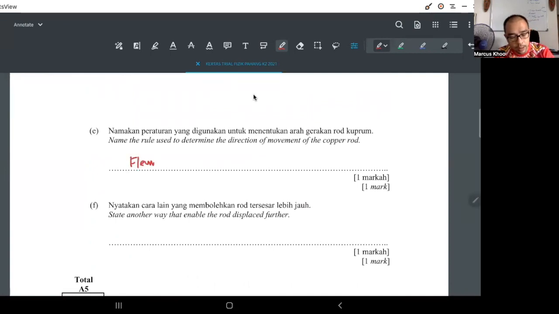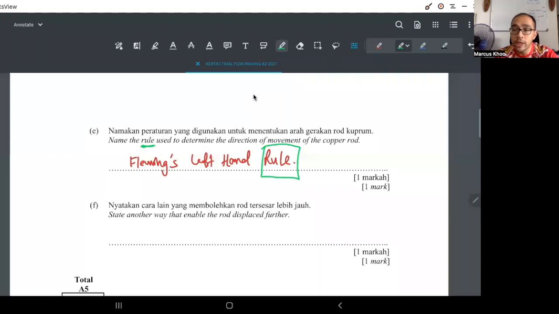Now name the rule used to determine the direction of the movement of the rod. Fleming's left hand rule. I want to mention this: you need to mention the word rule. You cannot just say Fleming's left hand. Fleming's left hand is just a hand, but it is actually Fleming's left hand rule. So you have to be very clear when you answer this question. Don't write Fleming's left hand. I've seen people do this, and when I ask my friends, they say usually the examiners won't accept it if you just say hand. All right. State another way that enables the rod to be displaced further.